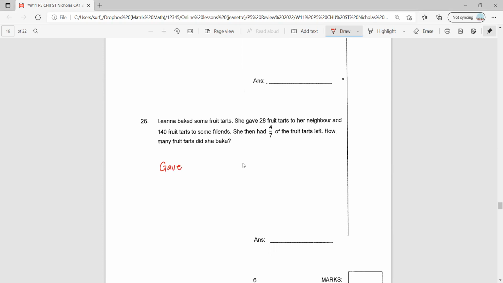So if she had 4 sevenths left, right? Then the amount that she gave away will be the remaining 3 sevenths. So 3 sevenths of the total is what she gave to the neighbor and what she gave to the friends, right? 28 and 140. So this is 168.